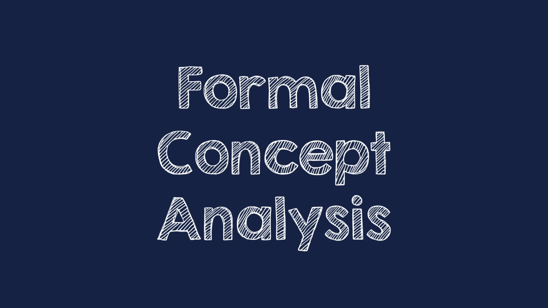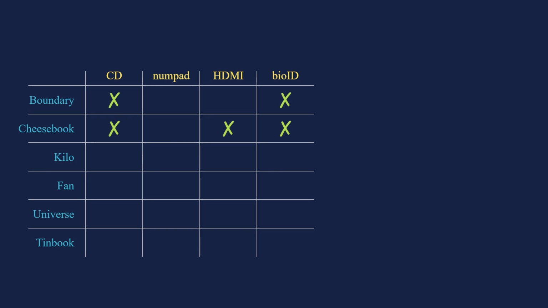I'm Bernhard Werner, and this is an introduction to formal concept analysis. In our fictitious computer mag, we might find the following table. Every line represents a laptop model, and in the columns we find various attributes they do or do not have. Let's say whether they have a CD drive, a number pad, an HDMI port, or some form of biometric ID. Whenever a laptop has an attribute, we mark the respective cell with an X, otherwise with nothing.